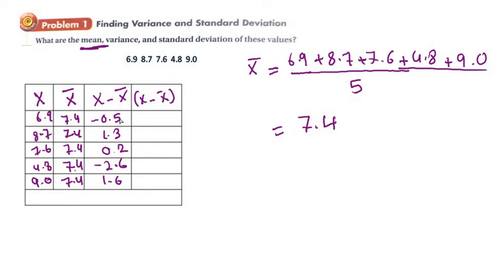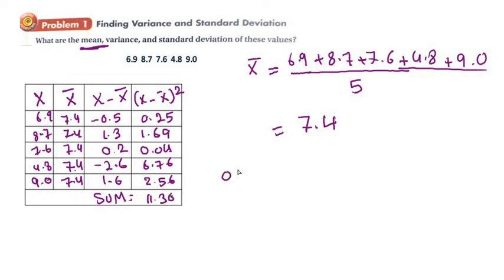Negative 0.5 squared is 0.25. This is 1.69, which is 1.3 squared. 0.2 squared is 0.04. Negative 2.6 squared is 6.76. And the last one is 2.56. Lastly, we find their sum. The sum of these values is 11.3.